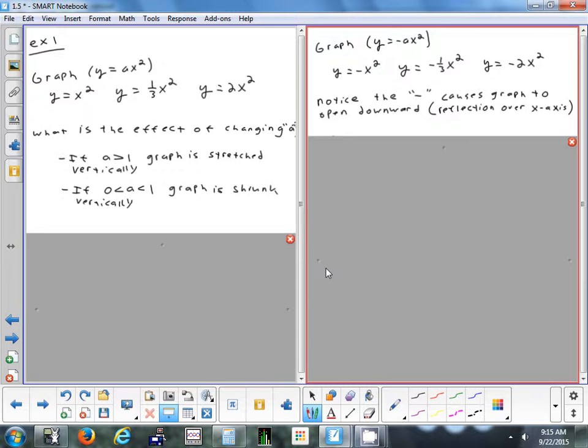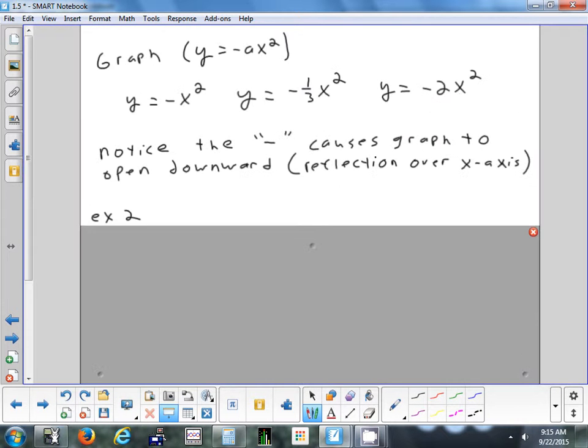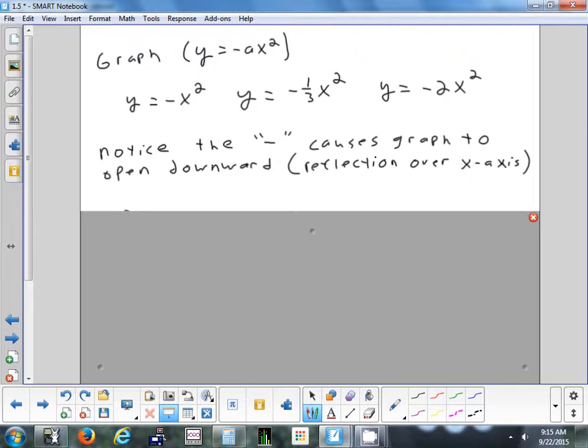All right, so putting a negative in front, not in parentheses, this would totally change what it does. Okay, but putting that negative not in parentheses causes it to flip over the x-axis. Or you can say reflect. Some people call that a reflection.